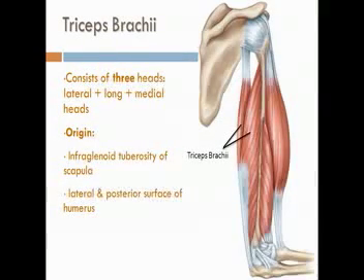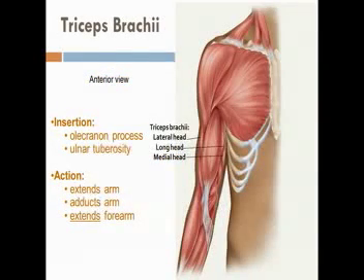The triceps brachii consists of three heads: lateral, long, and medial. The origin is the infraglenoid tuberosity of the scapula and the lateral and posterior surface of the humerus. And now for a different view, an anterior view, you can see the lateral, long, and medial heads. And their insertion is the olecranon process and the ulnar tuberosity, both found on the ulna. Their actions are to extend the arm, adduct the arm, and extend the forearm.